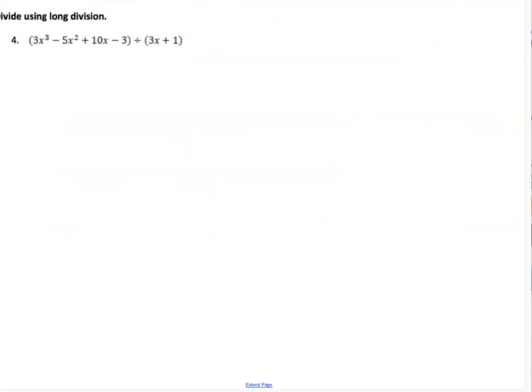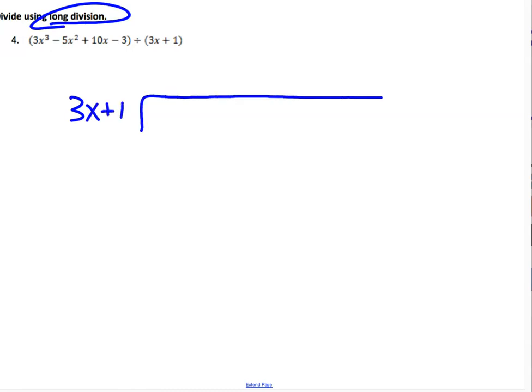Long division. This one you can actually do synthetically, but I'm telling you to do it by long division. So make sure you use long division. So 3x plus 1 goes on the outside. I don't see any gaps in there. It should have 4 terms because it's to the 3rd, and there are 4, so I don't need to put any spaces in there.